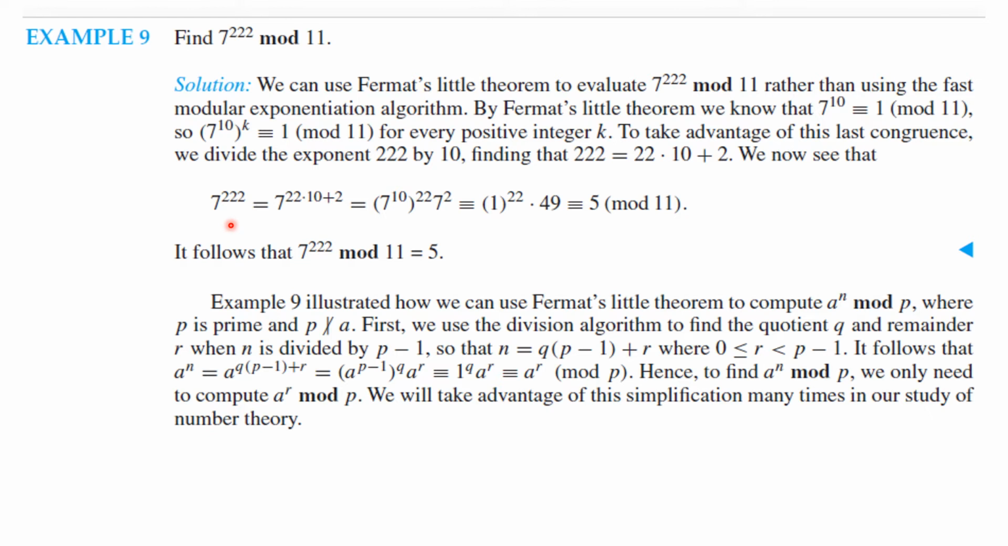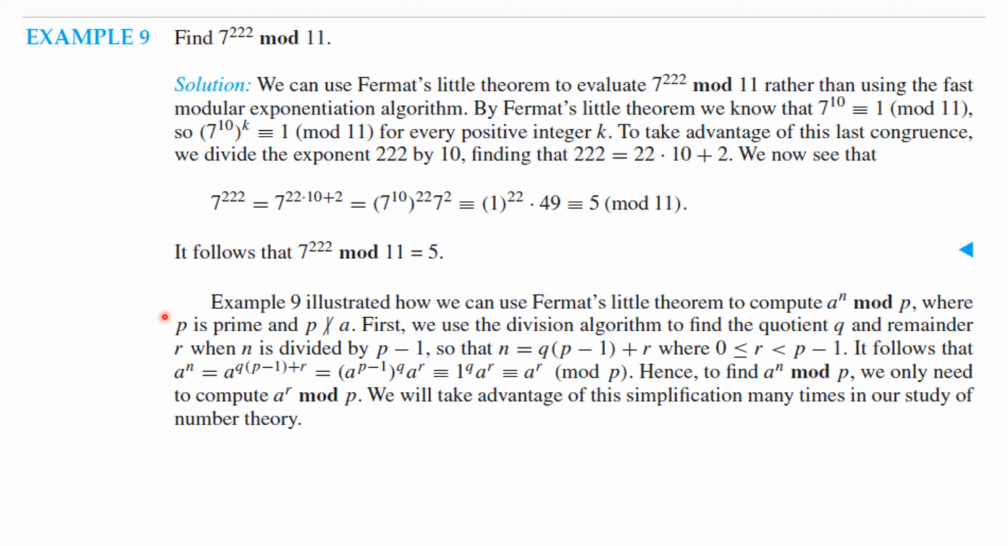So 7 to the 222 is equal to 7 to the 22 times 10 plus 2. What I'm doing here is dividing 222 by 10. It goes 22 times with 2 left over. And I can rewrite it this way, but I know that this number is 1 to the 22. And 1 to the 22 is just 1, times 49. And changing 49 to mod 11, we get that it's congruent to 5. Therefore, 7 to the 222 mod 11 is equal to 5.